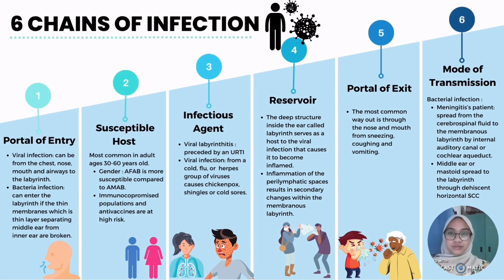So the third chain of infection is infectious agent. A wealth of epidemiology evidence indicates a number of viruses as potentially causing inflammation of the labyrinth. Viral labyrinthitis is often preceded by an upper respiratory tract infection. The most common cause of labyrinthitis is a viral infection, such as from a cold or the flu, or infection with viruses from the herpes group such as cytomegalovirus and mumps virus, which cause chickenpox, shingles, or cold sores, as well as measles or glandular fever.